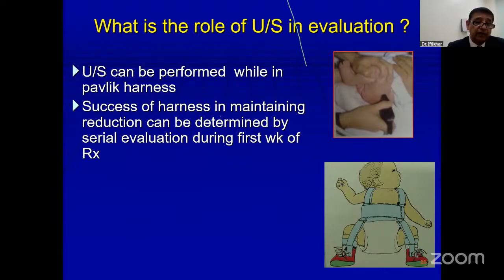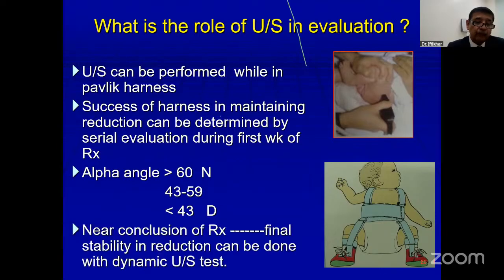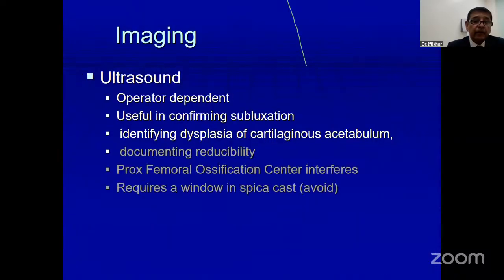The success of the harness in maintaining the reduction can be determined by serial evaluation during the first week of the harness. There are some angles, alpha angles, which we need to follow during the ultrasound, which I'll come to later. Near the conclusion of treatment, the final stability of the reduction can be assessed with a dynamic ultrasound test. Of course, ultrasound is operator dependent. It's useful to confirm subluxation, and cartilaginous dysplasia of the acetabulum can also be identified by ultrasound at that stage.